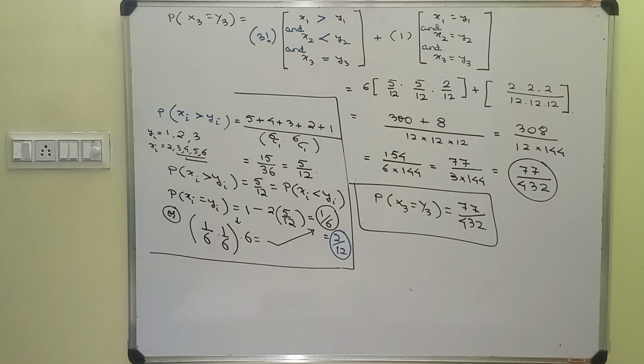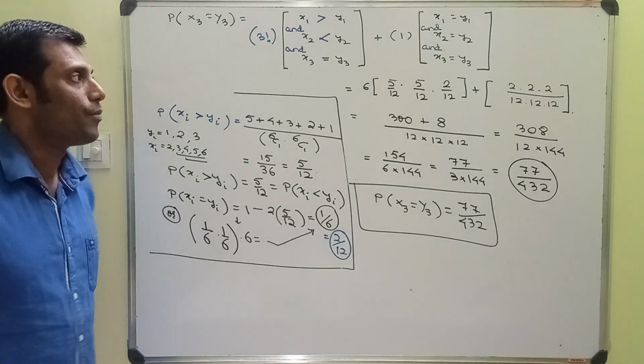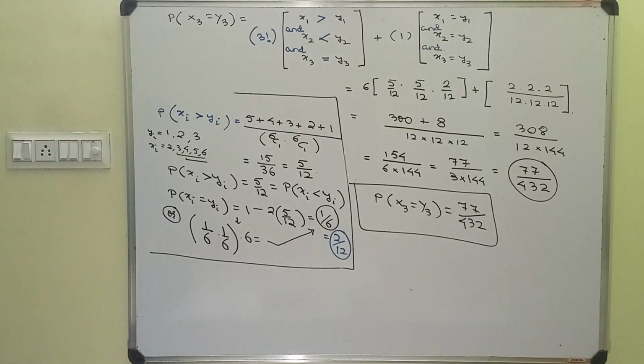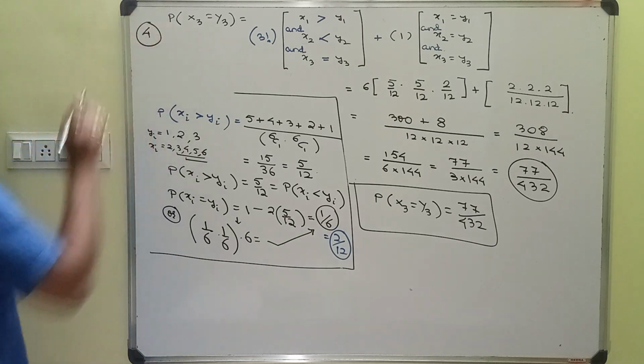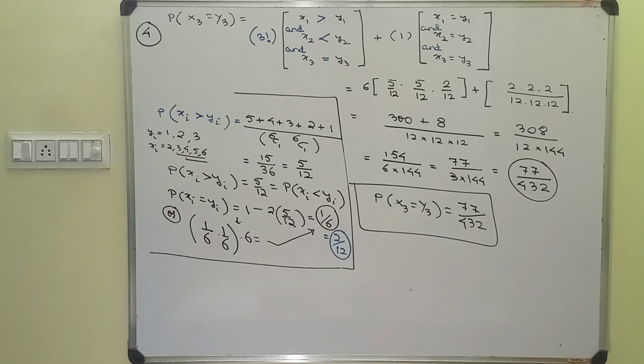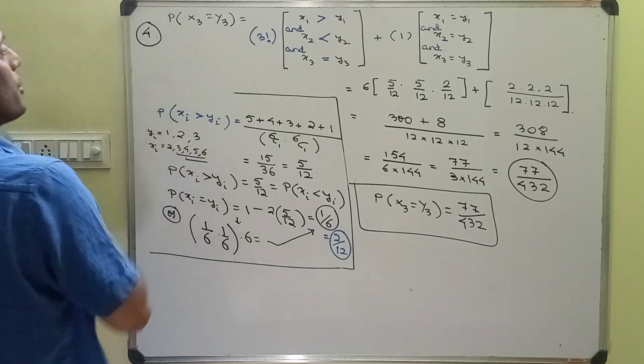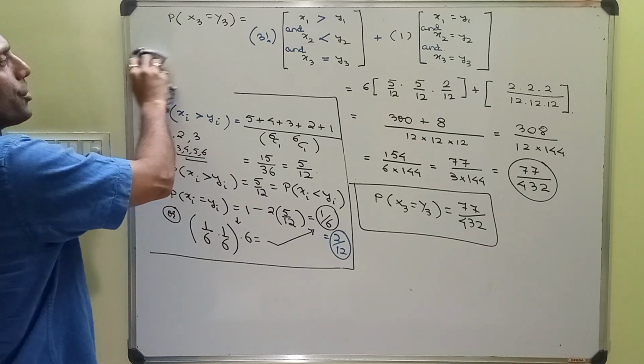See this. 77 by 432 is the probability for equal scores at the end of 3 games. Now we have one more upcoming question, which can be solved in two different ways, a long way and a short way. Now this was, of course, the fourth question, as I had told you. Now there is one more question, and that question is P of x3 greater than y3. Let's move to the fifth question.